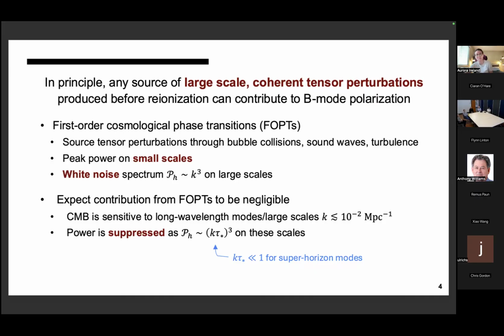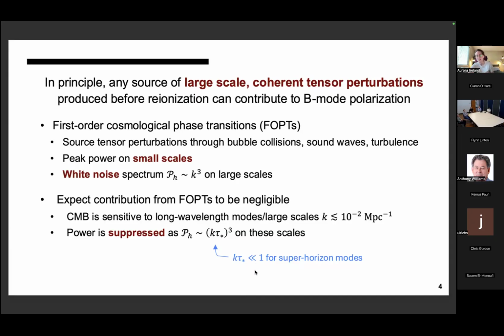And the intuition is it's because the CMB really cares about long wavelength modes, large scales, like comoving wave numbers of 10 to the minus 2 inverse megaparsecs or smaller, maybe a little bit larger too, but the large scale stuff. And for the phase transition, if this is happening in the early universe, the tensor power spectrum is going to be suppressed on these scales. In particular, it's going to be suppressed as k tau star to the third. So here, tau is conformal time, and the star is just the conformal time at the time of the phase transition. So the things in the tail of the tensor power spectrum are going to be super horizon modes at the time of the phase transition.